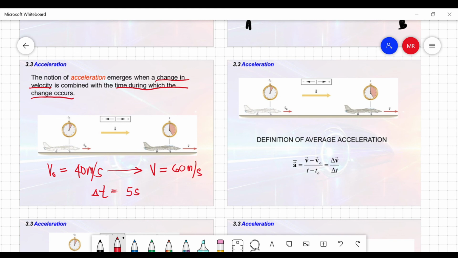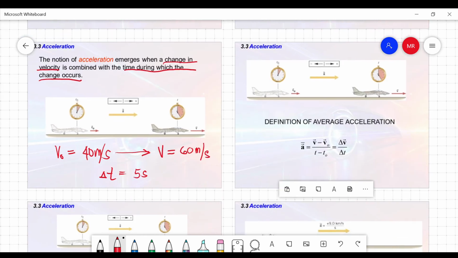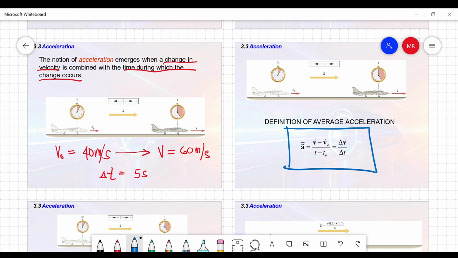Now, we can compute for the acceleration. Paano? Okay, so this is now our acceleration equation. Our acceleration equation is: acceleration is v, the final velocity, minus v sub o, the initial velocity, over t minus t sub o. Or this is change in velocity over change in time. Okay? So, ito nga, change in time na itong 5 seconds.